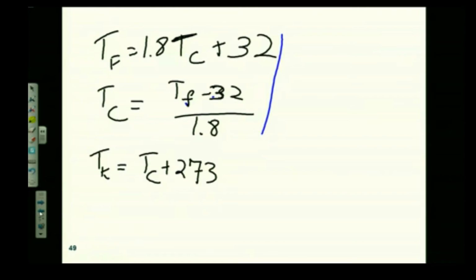If I give it to you in Celsius and you want to go to Kelvin, you add 273 and I'll give you Kelvin. This one's easy, huh? What if I give it to you in Fahrenheit and I ask you for Kelvin? You have to change it to Celsius first. You got to go to Celsius first and then you add 273. Okay?